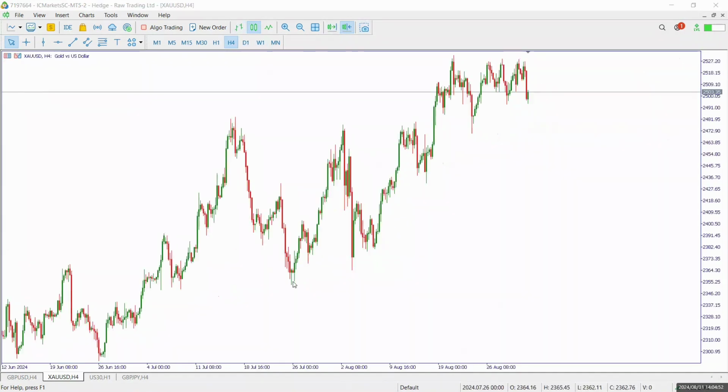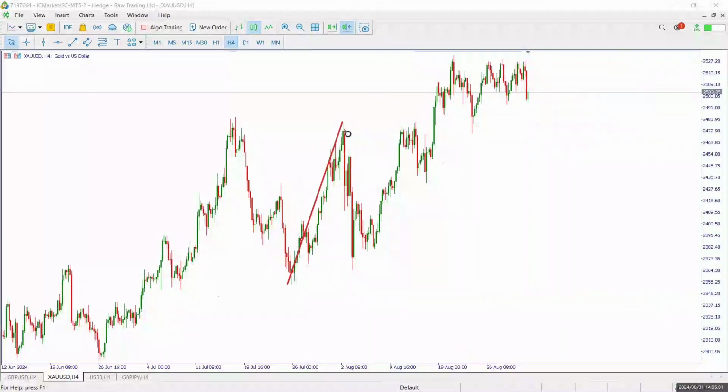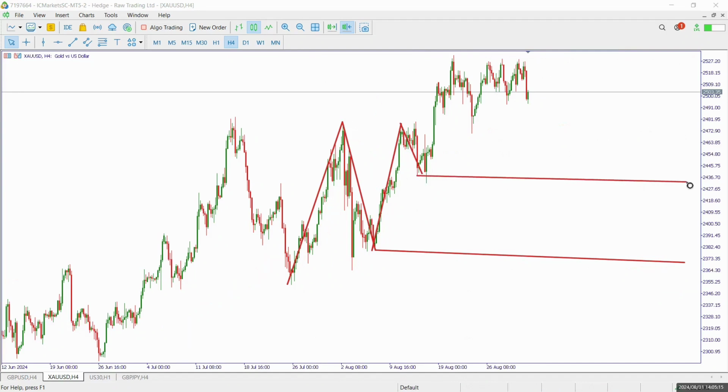So what is the structure? We can see this is the low right here and this is the high right here that we identified. So what are the structures? We can see price make big fractals here, push exhaustion. This is the last higher low in regards to that fractal. Then we can see price make push exhaustion this time around. This exhaustion right here is also the last higher low in regards to this fractal. It's important to note that this is not a higher low until price creates a higher high. Higher lows are only established by the presence of a higher high.